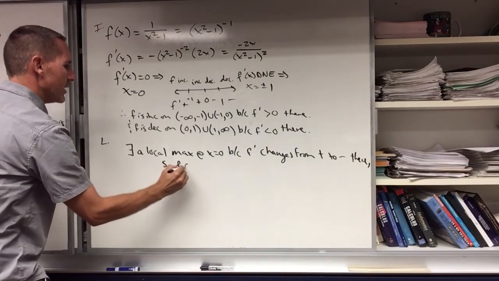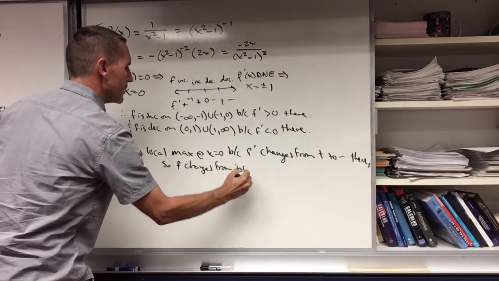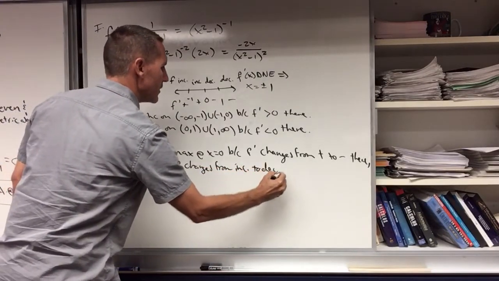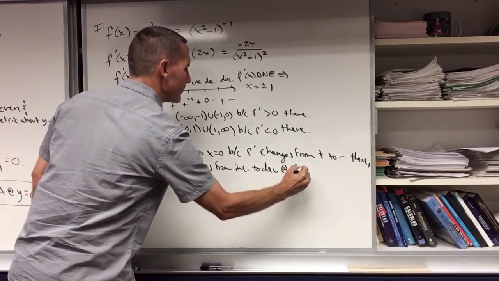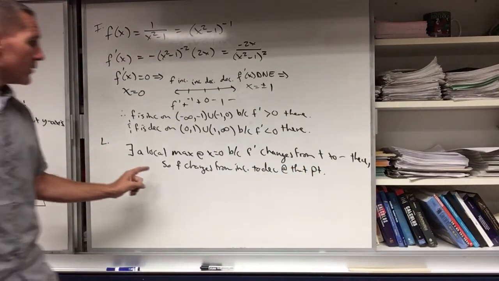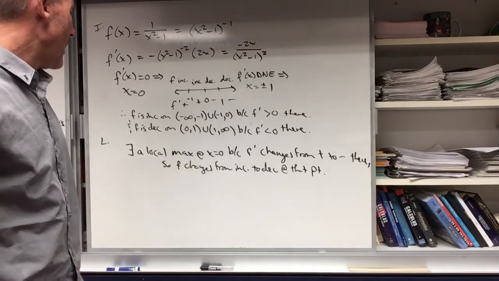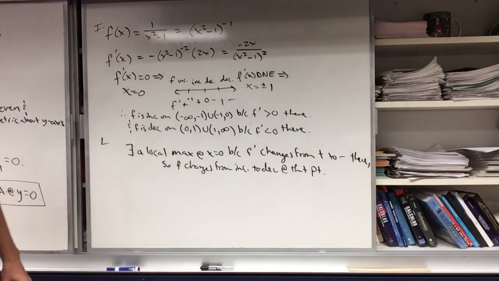So f changes from increasing to decreasing at that point. Okay, but I'm not done with just giving the x value of where there exists a local max. I need to also give the y value.